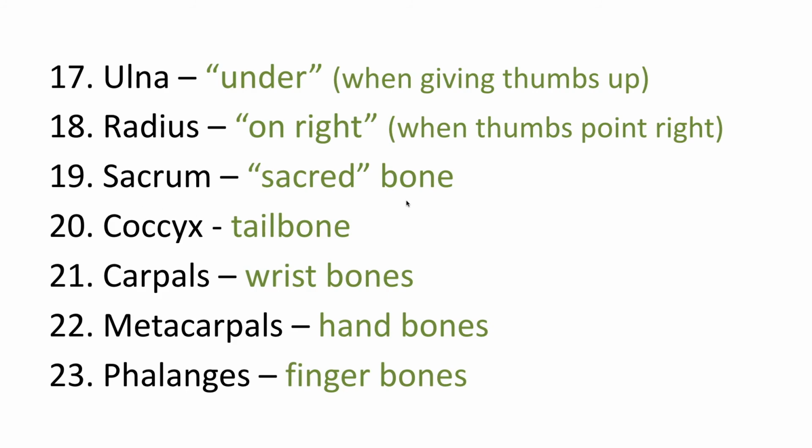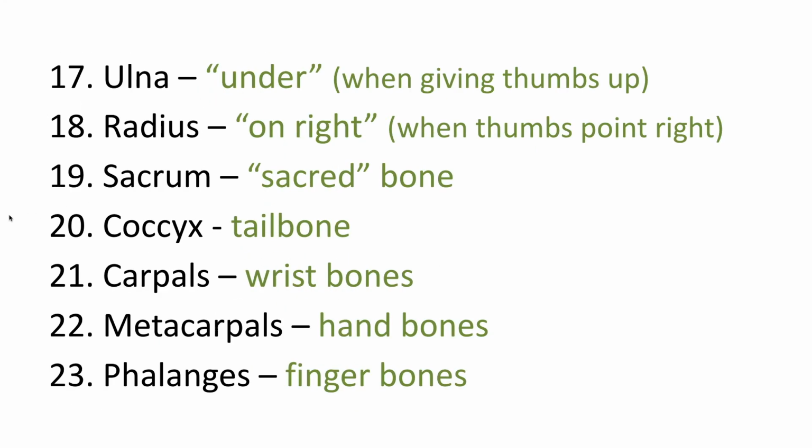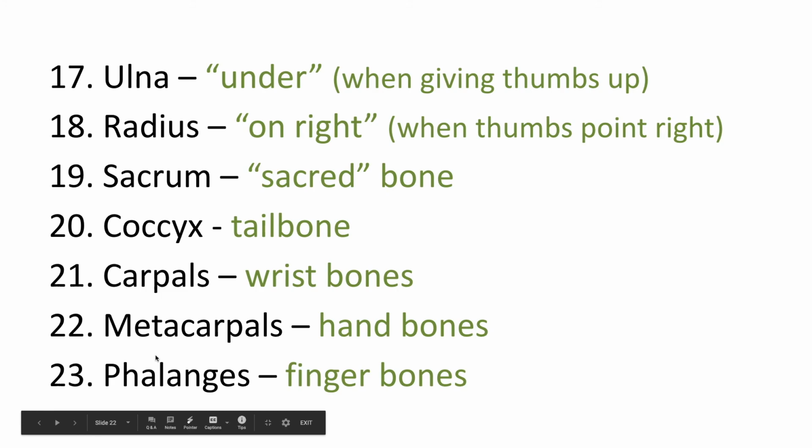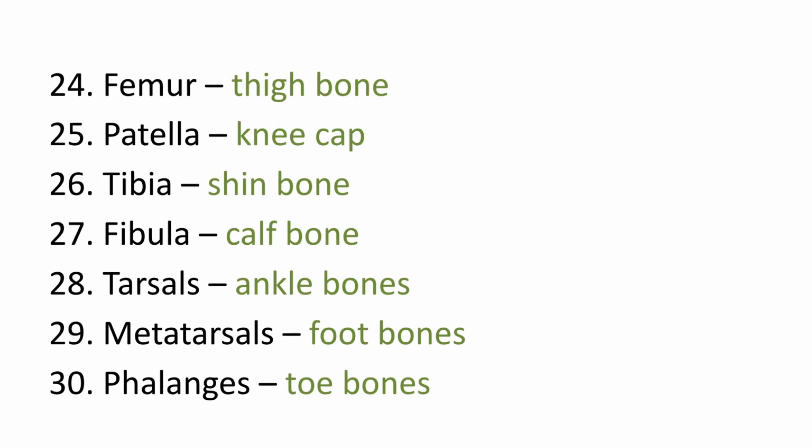Your sacrum, which if we go back, is here and is part of the axial skeleton, part of that main trunk. Your coccyx, which is your tailbone, the carpals, or your wrist bones, your metacarpals, which are your hand bones, which make up the palm section of your hand, and then your phalanges, which are all the digits and bony bits that make up the most distal regions of your hand, those fingers that are good for grabbing things.